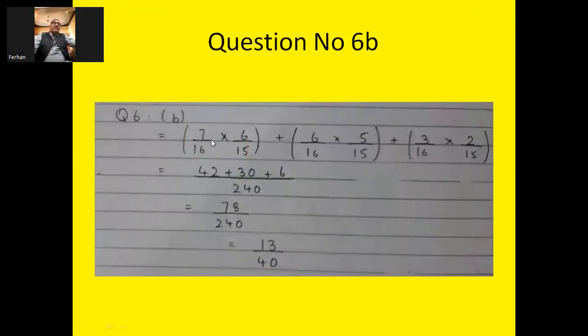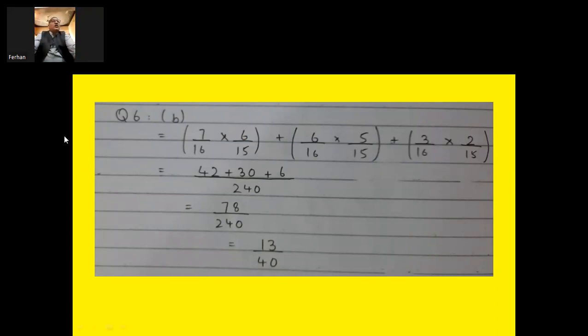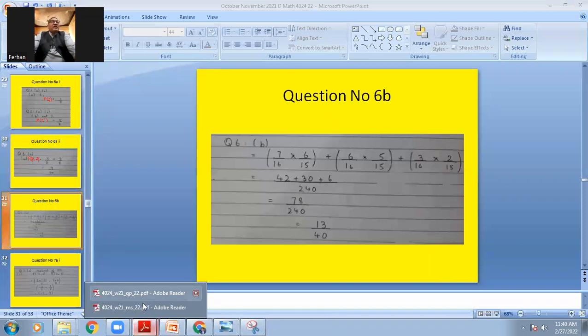Okay, so let me show you how this is done. This is the probability of red, red, plus the probability of green, green, plus the probability of white, white. So the probability of getting red, red will be 7 by 16 multiplied by 6 by 15. The probability of getting green, green will be 6 by 16 multiplied by 5 by 15. Plus the probability of white, white will be 3 by 16 multiplied by 2 by 15. So just enter these values on your calculator. You will get 13 by 40. And that will be the answer. Hopefully you understand. Let's have a look at the answers.